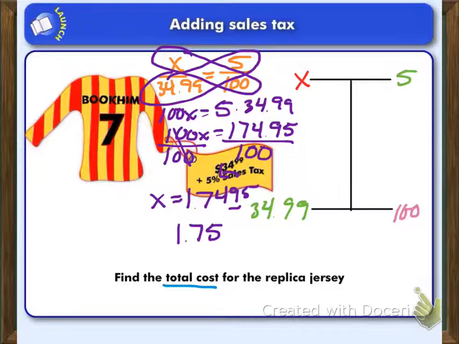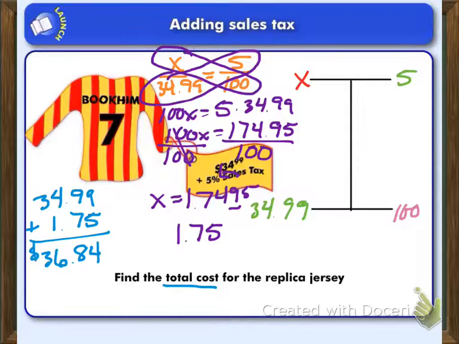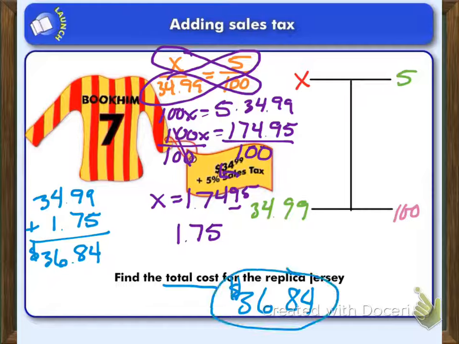Well, if we look at the label, it says plus 5% sales tax. So that plus 5% sales tax is telling us what to do. It's telling us to add those two dollar amounts together. So $34.99 plus $1.75, if I add those together, gives me $36.74. So now, in total, I'm going to pay $36.74 for that replica jersey.